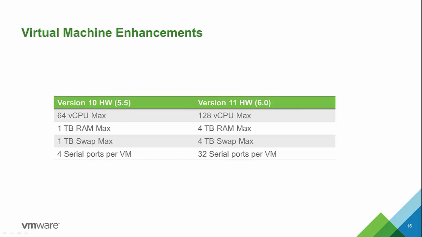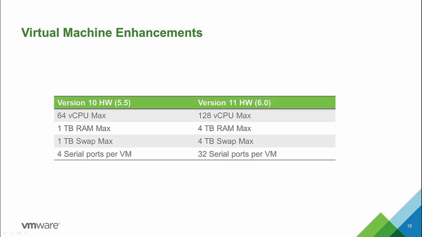So let's begin by talking about the virtual machine enhancements. With vSphere 6 there is a new hardware version for VMs, so it's hardware version 11, and largely what we can see is that most of the maximums were increased at least by double. So as an example, in version 10 hardware you could have up to 64 vCPUs. In version 11 now you can have 128 vCPUs, maximum of course.